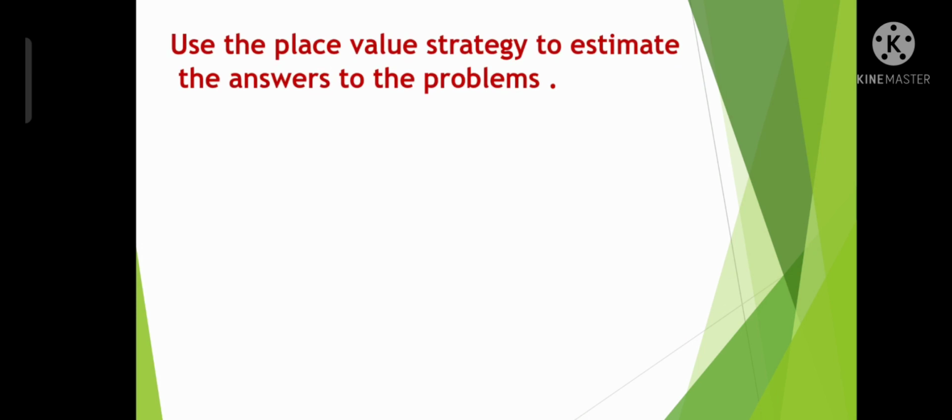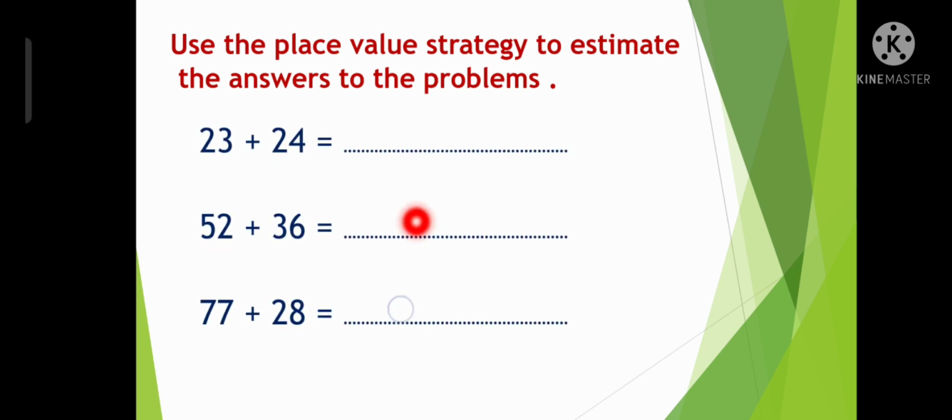Use the place value strategy to estimate the answers of the problems. The first one, 23 plus 24. By using a place value strategy, we put only the value of the greatest place value, I mean the value of the digit on the left, okay? The value of 23 is 20, and the value of the 2 in 24 is 20. So 20 plus 20 equals 40.